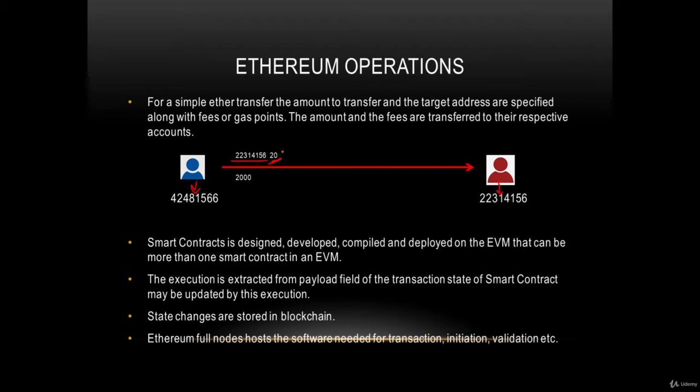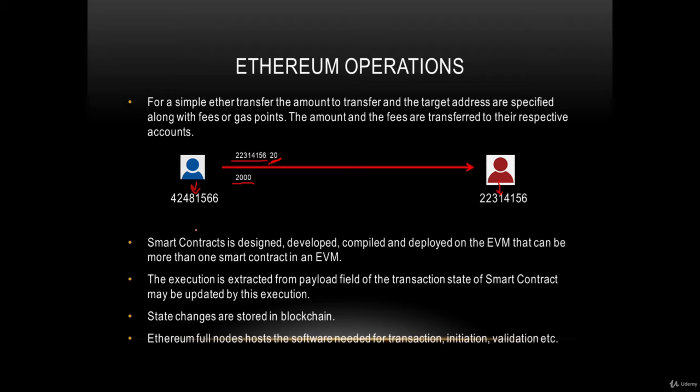The units can be changed, it can be wei, ether or any unit as such. And this is the gas point, which I'll cover in the next slide. So this is the computational fees basically. So these are the parameters which the sender gives, and then the transaction occurs.